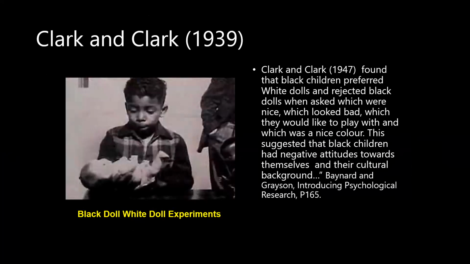Clark and Clark found that black children preferred white dolls and rejected black dolls when asked which were nice, which looked bad, which they would like to play with, and which was the nice color. This suggested that black children had negative attitudes towards themselves and their cultural background. So they had an inferiority complex about who they were and the cultural background they came from. This was in America. Similar studies being done in the UK give similar results, where black children or darker skinned children will prefer to choose the white doll. Even black dolls with straight hair and weaves are still not being chosen. So even though they may have a European phenotype, they're still going for the white dolls. So we really need to look at all these things.